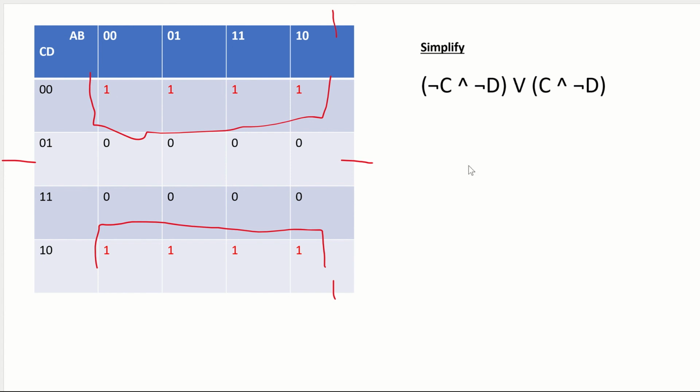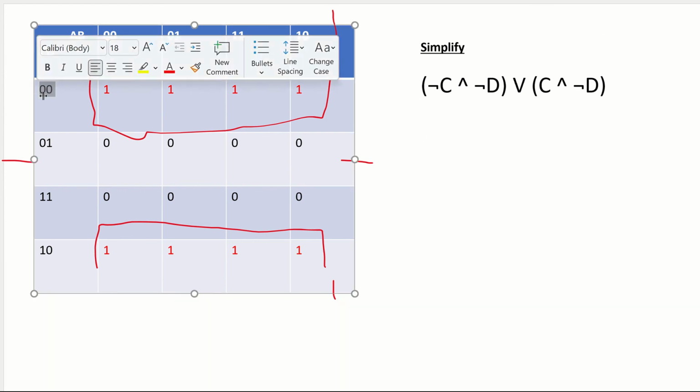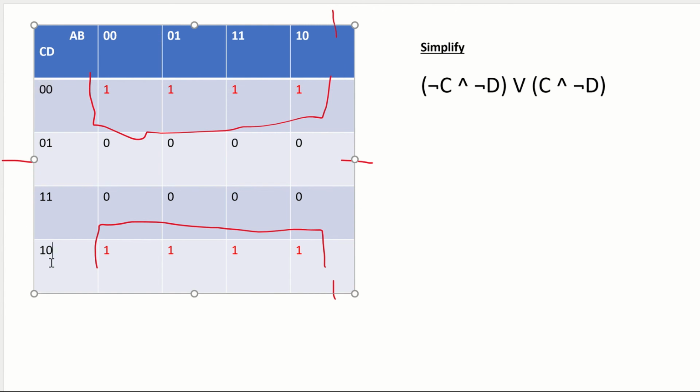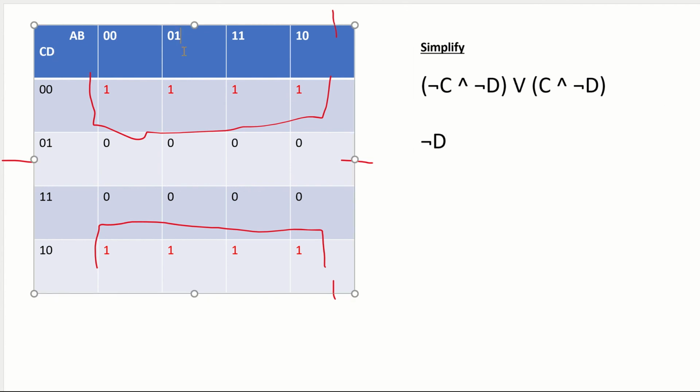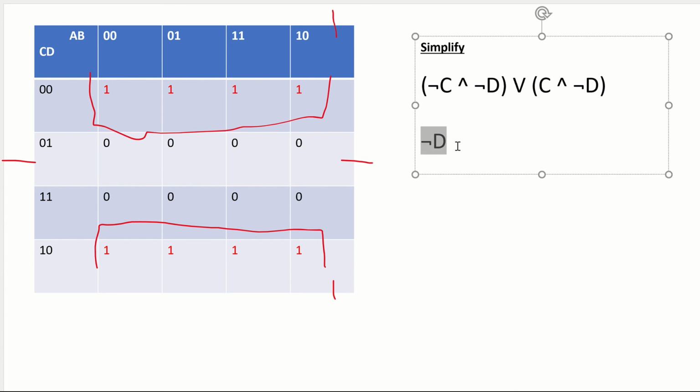So now I look at that group of 8 and work out, what is the same across all of them? I'm just going to switch drawing off, otherwise it goes weird. So what's the same in all of them? Well, not C is not the same because it's different on this one. Not D is the same. So I know it's something to do with not D. A changes each time. So does B. Therefore, the answer is not D.